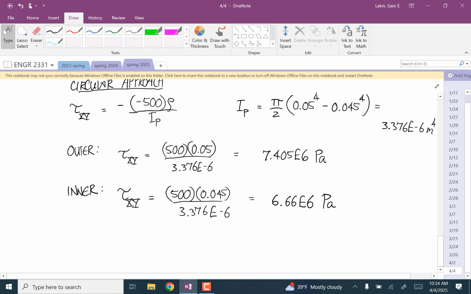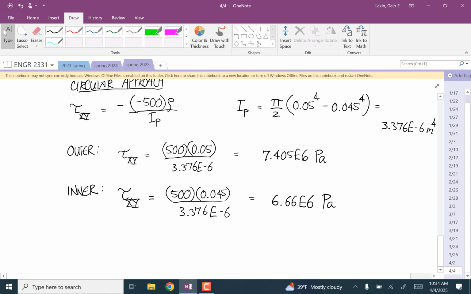Those are pretty noticeably far apart, although they tell a similar story. You know what I mean? It's somewhere in the 7 times 10 to the 6th pascals area. When we do the thin-walled approach, we're just going to get something in between those two. Okay, which makes sense.